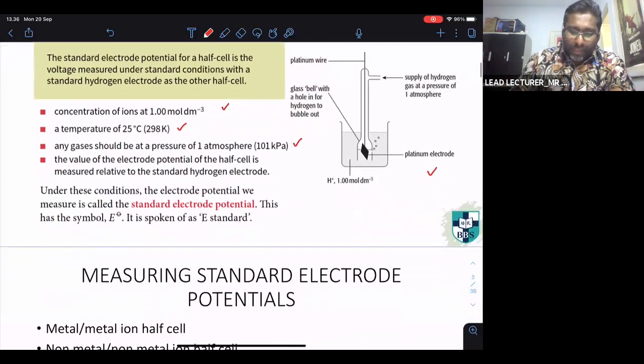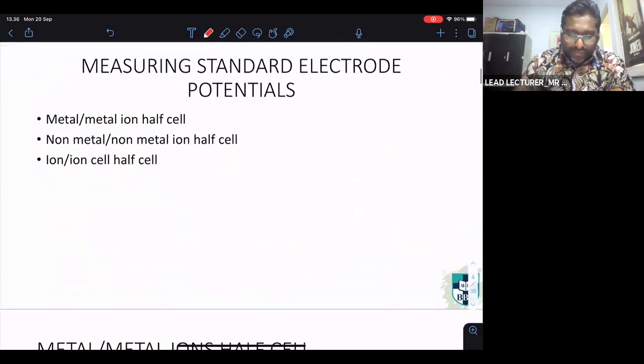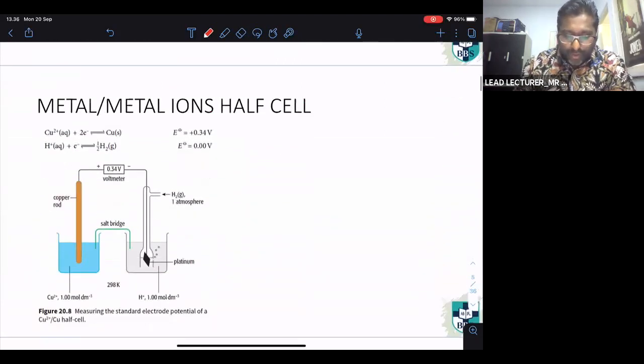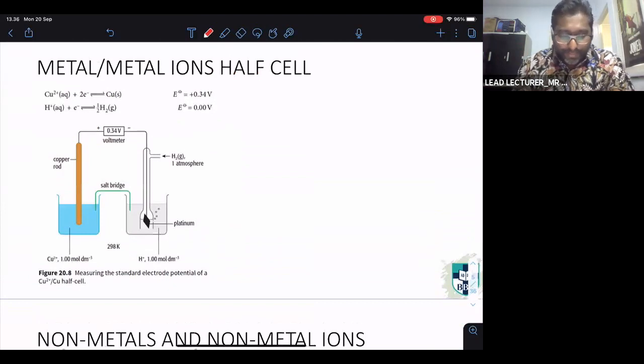Now, if you want to measure the standard electrode potentials using the hydrogen cell as a reference cell, there are 3 different setups that you need to know. The first one is metal and metal ion, then non-metal and non-metal ion, and then ion and ion. Let's go through what we have learned in the previous lesson.